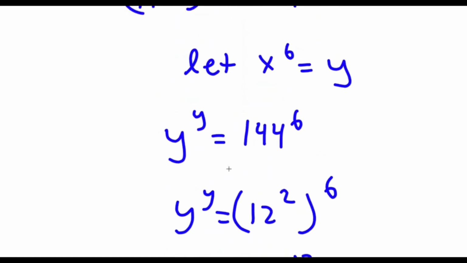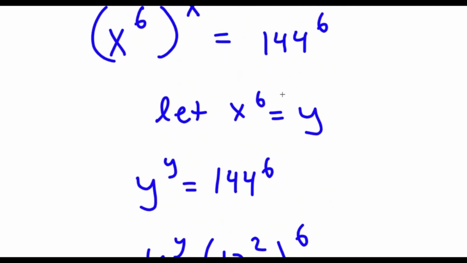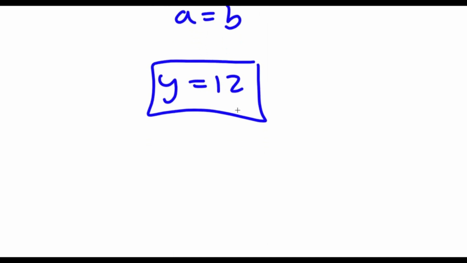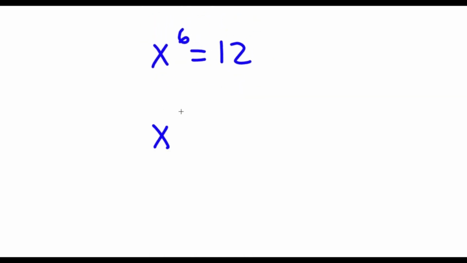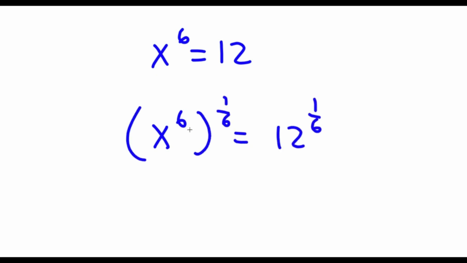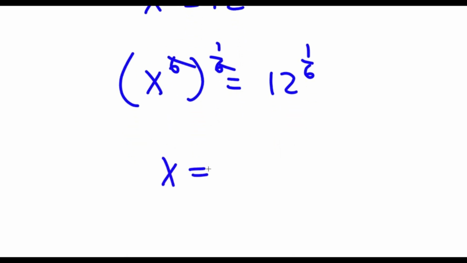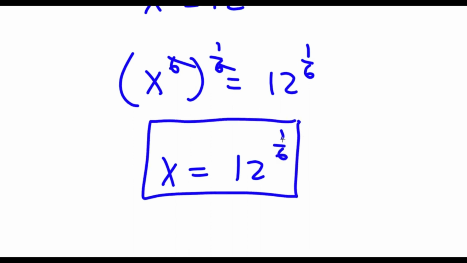However, remember, we're not solving for y, we're solving for x. And x to the power of 6 equals y. So now that we know that y is 12, this means that x to the power of 6 is equal to 12. So now, to solve this, I'm going to take the power of 1 over 6 on both sides. So now I have x to the power of 6 to the power of 1 over 6 is equal to 12 to the power of 1 over 6. Now 6 times 1 over 6, these two cancel out. So now I'm left with x is equal to 12 to the power of 1 over 6. So this is my answer.